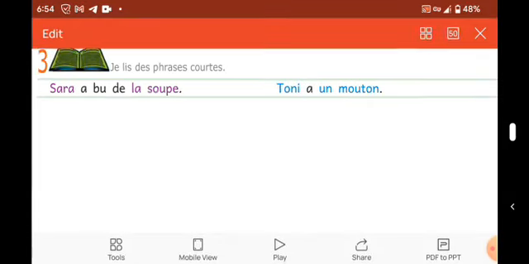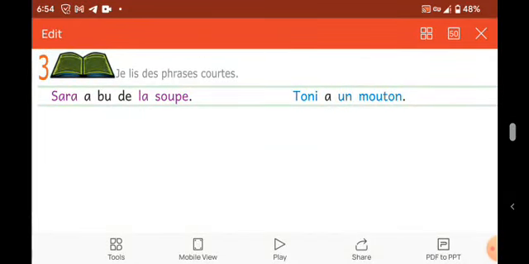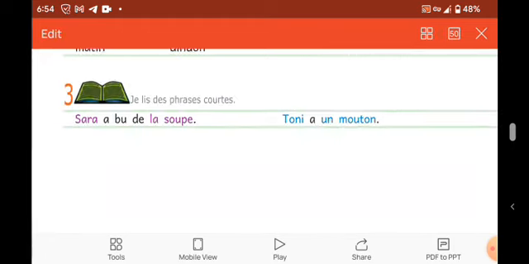So, now, what does the sentence mean all combined together? Tony a un mouton. Of course, it means Tony has a sheep. Tony has a sheep. Excellent. Tony has a sheep, of course, is Tony a un mouton.